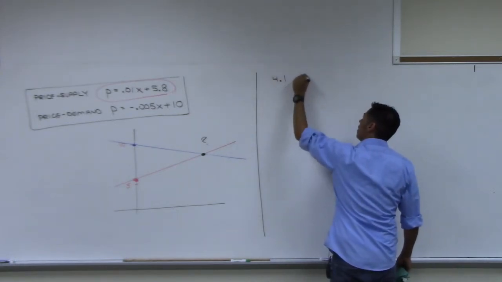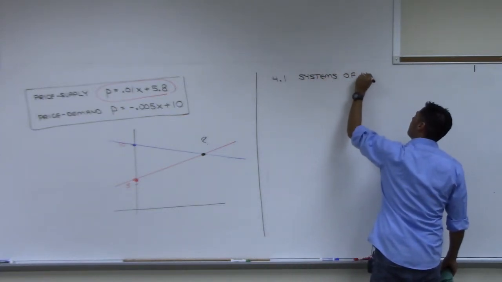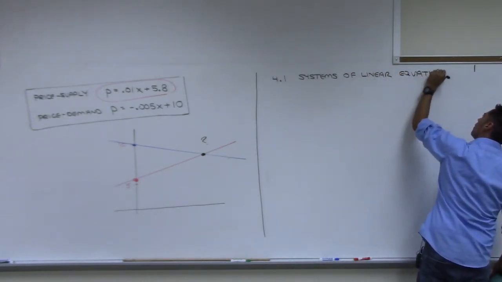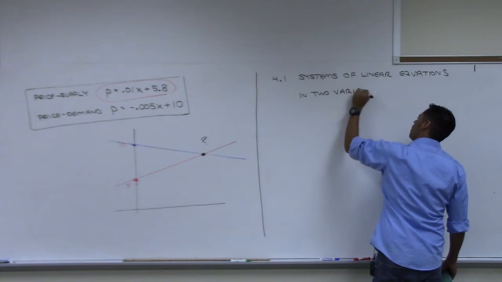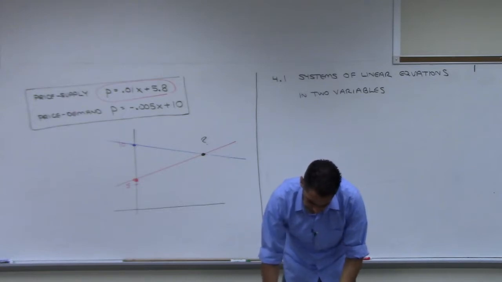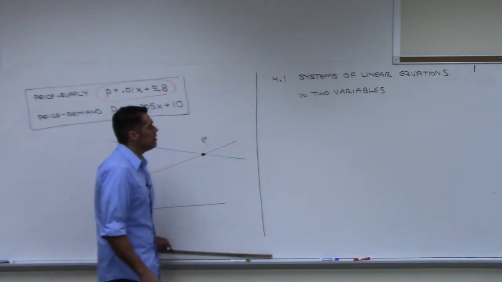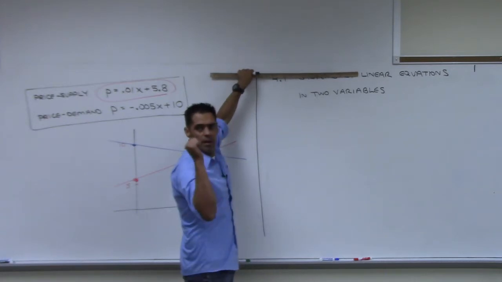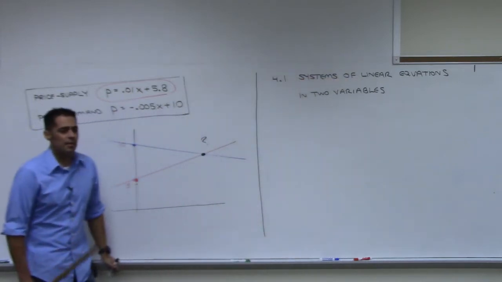4.1, systems of linear equations in two variables. All right, do we all know what a linear equation in two variables is? A line, right? The only difference here is now we're saying systems of linear equations in two variables.